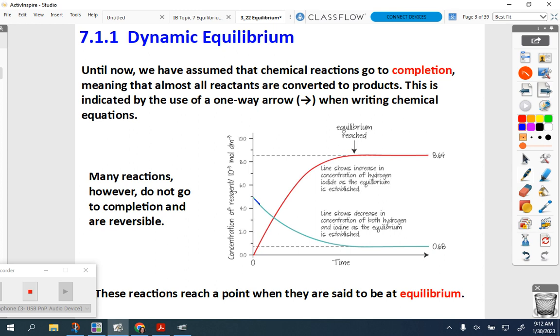And then as we start forming more products, the rate of that reaction is going to go up because the concentration is going up and driving the reaction backwards. And what happens at equilibrium is that the rate of the forward reaction and the rate of the reverse reaction are equal.